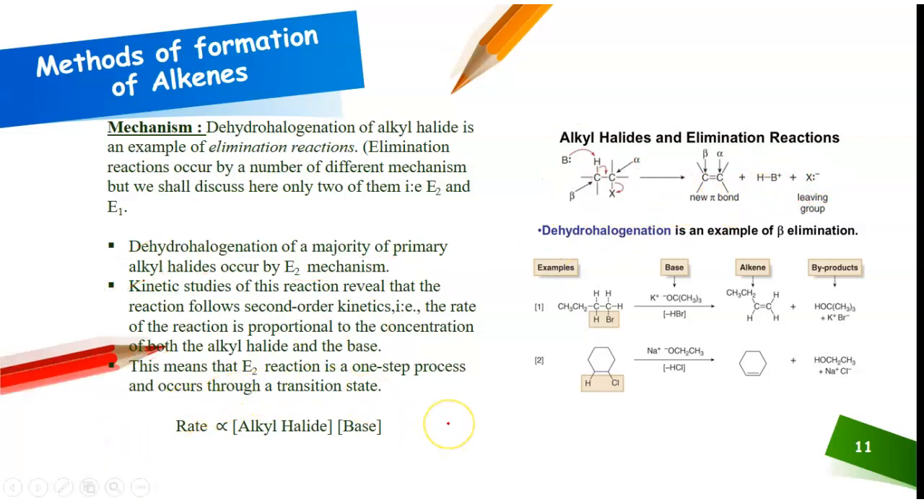And you can see it is occurring in one step, and the rate is going to depend upon the concentration of both alkyl halide as well as base, which is why it is going to follow second order kinetics. It is quite easy, right? Some of the examples you can see, specifically dehydrohalogenation in case of primary alkyl halide is an example of beta elimination.